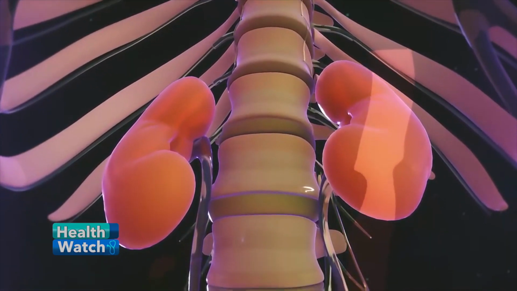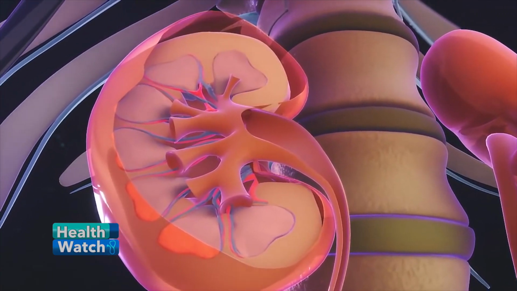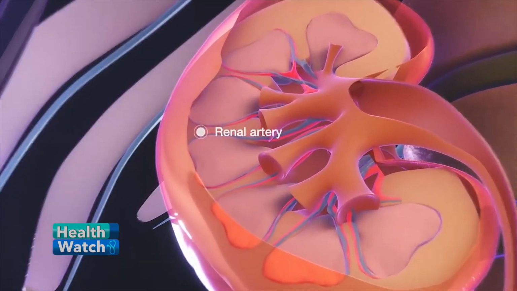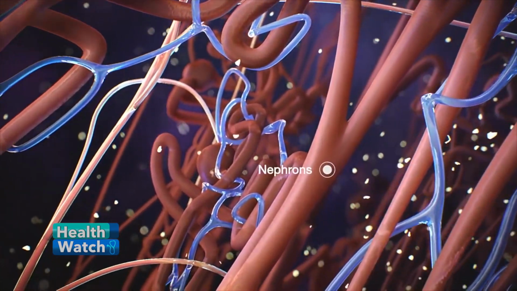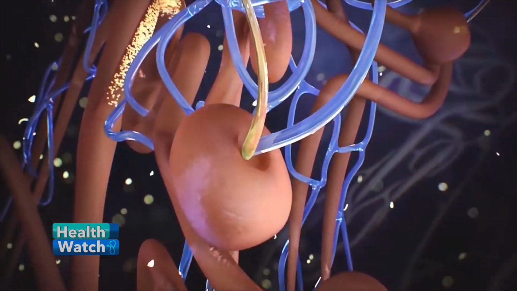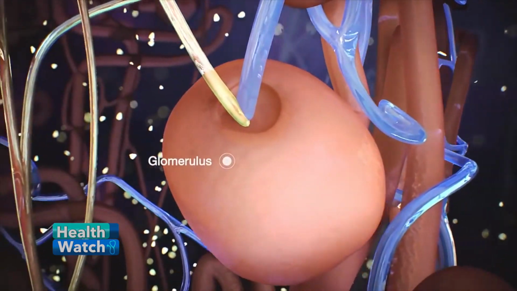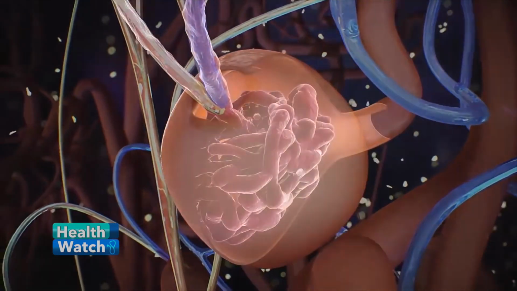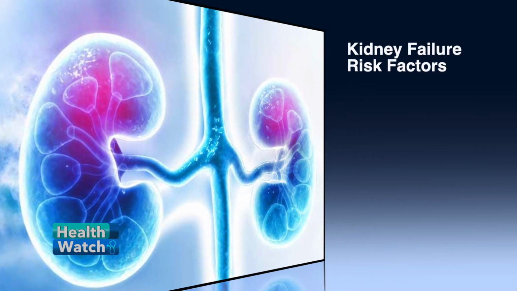In order to understand what happens during dialysis, one needs to understand what kidney failure is. Kidney failure occurs when your kidneys lose the ability to filter waste from your blood. One is prone to kidney failure if he or she has diabetes, high blood pressure, or a family member with kidney failure.